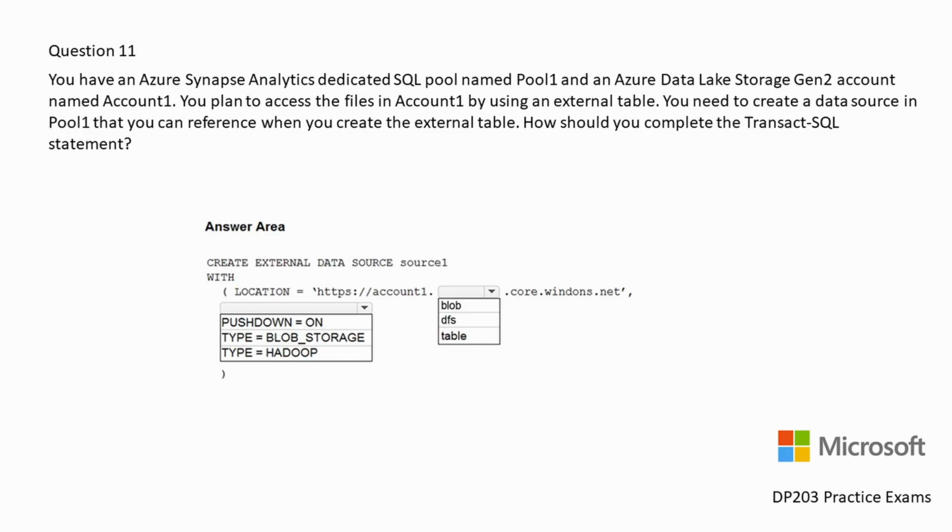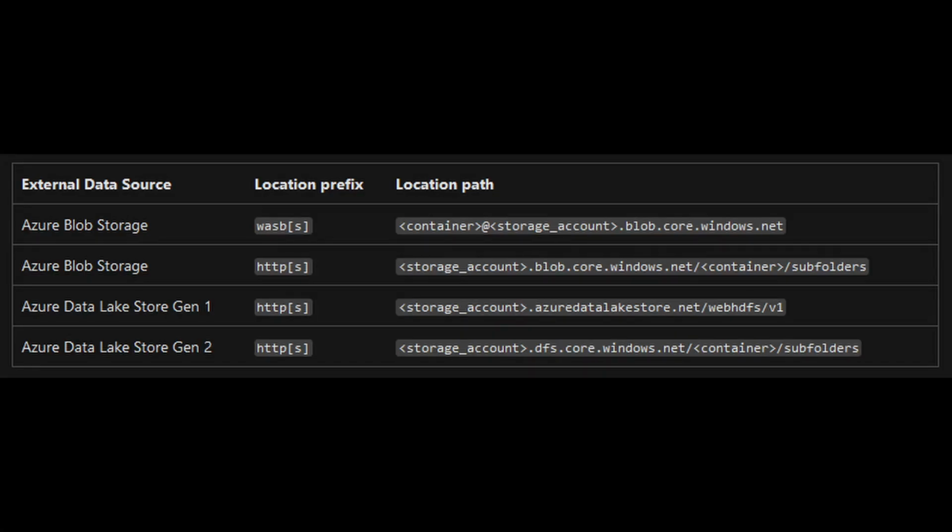Question 11. You have an Azure Synapse Analytics dedicated SQL pool named Pool1 and an Azure Data Lake Storage Gen 2 account named Account1. You plan to access the files in Account1 by using an external table. You need to create a data source in Pool1 that you can reference when you create the external table. How should you complete the Transact-SQL statement? Let us first look at the location, which provides the connectivity protocol and path to the external data source. The pattern shown on the screen can be used in location.